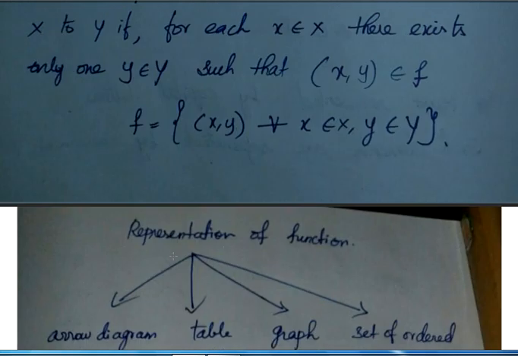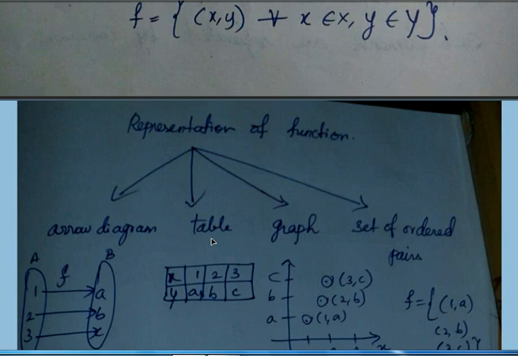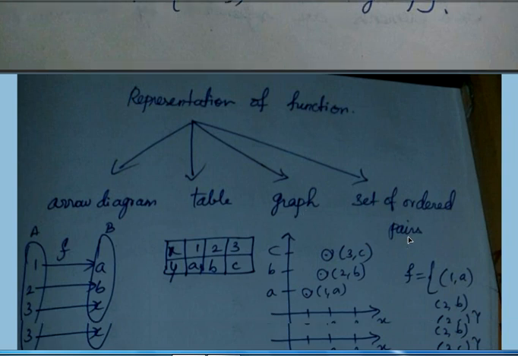So representation of function. ஃபங்க்ஷனை எப்படியெல்லாம் represent பண்ணலாம் அப்படின்னா, arrow diagram, table, graph and then set of ordered pairs. Already you know set 3 forms ல represent பண்ணோம். What are the forms? Descriptive form, roster form, set builder form. அதே மாதிரி function ஐ 4 types ல represent பண்ணலாம். What are the types? Arrow diagram, table, graph, set of ordered pairs.